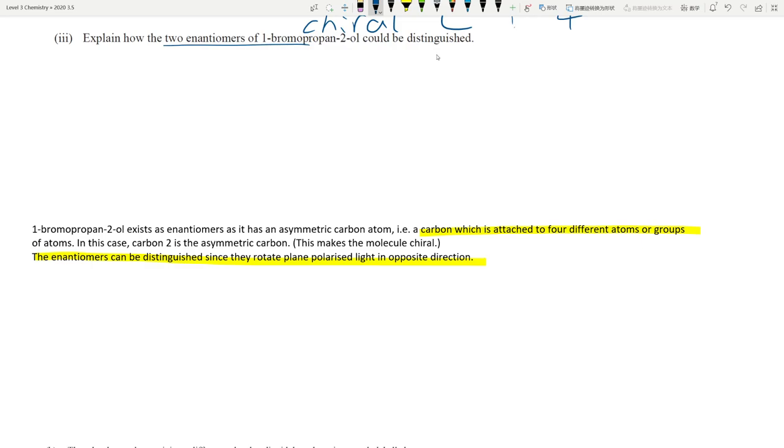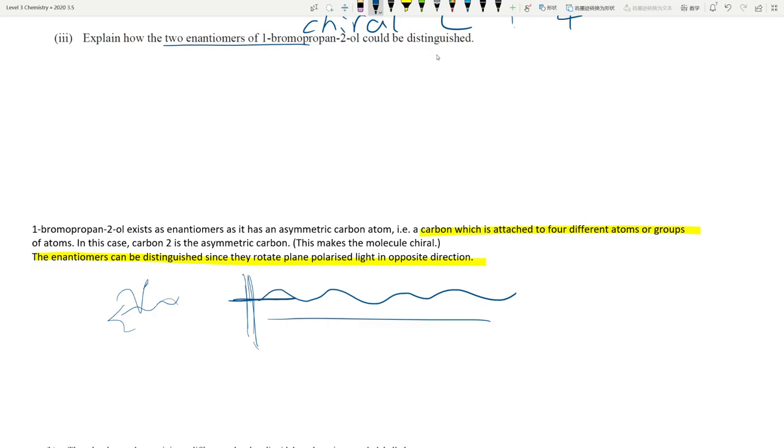Light goes in all sorts of directions, all sorts of wavelengths everywhere around. But if you polarize it, what it means is that you put something like a slit in the middle that only allows light to go in one direction. All the other light is filtered out, so only this one goes in, and this is what we call polarized light.